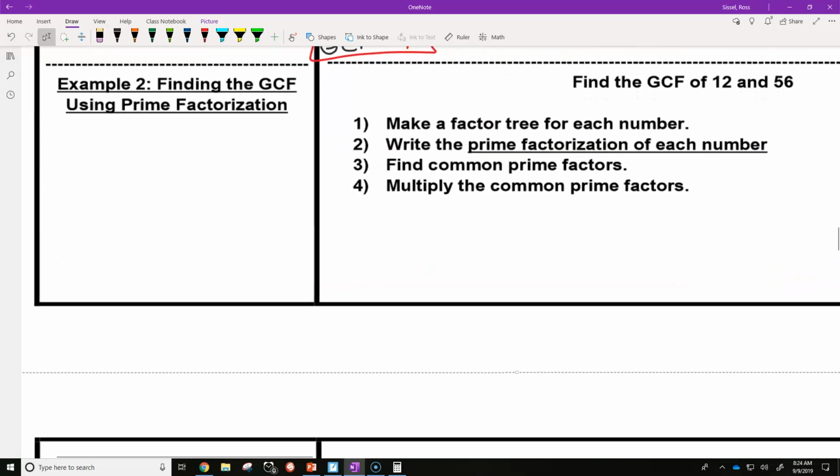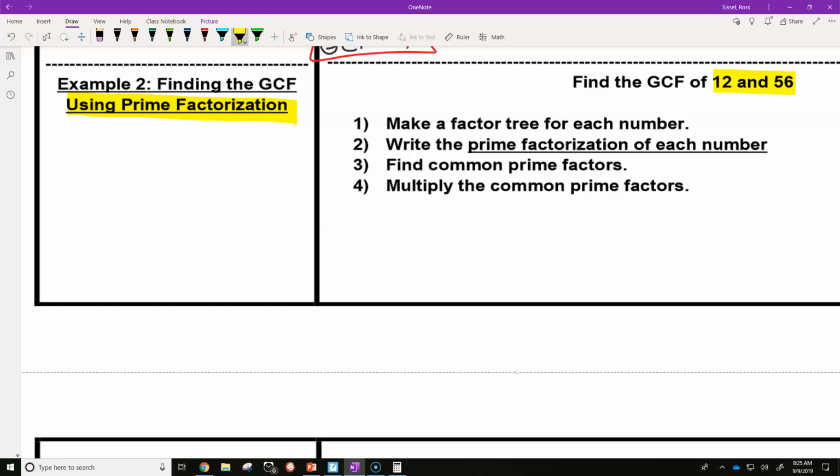Let's go to example 2. This is the method the majority of my students like to use, but there's one thing you have to pay attention to that's different, and we'll get to it. Example 2 is using prime factorization for your greatest common factor. You do have to do this on 4 questions today. There are also 4 steps, so you'll probably use a few lines of your paper.